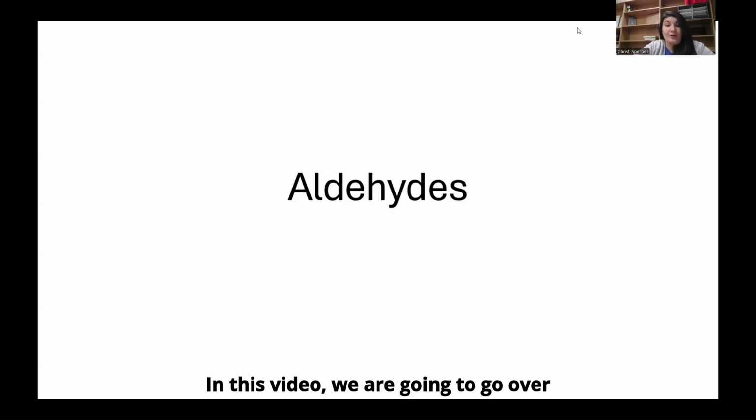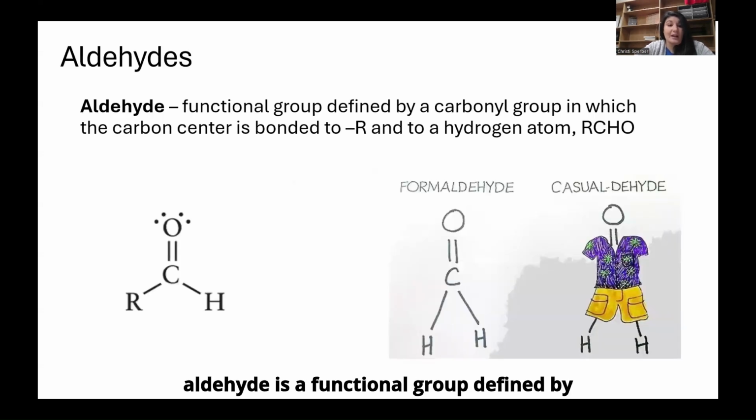In this video, we are going to go over the carbonyl-containing functional group aldehydes. So an aldehyde is a functional group defined by a carbonyl group in which the carbon center is bonded to an R group and to a hydrogen atom. And the overall molecular formula of it is usually RCHO.